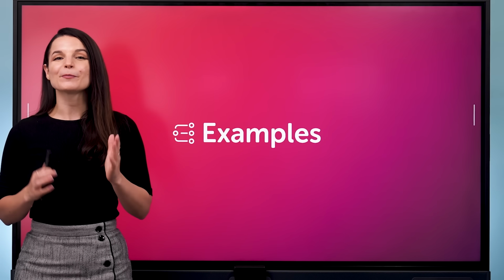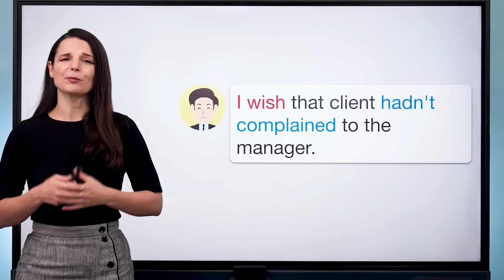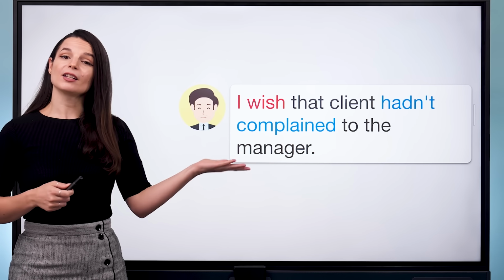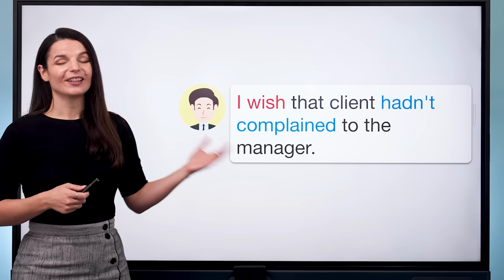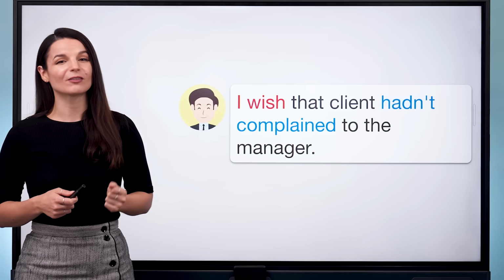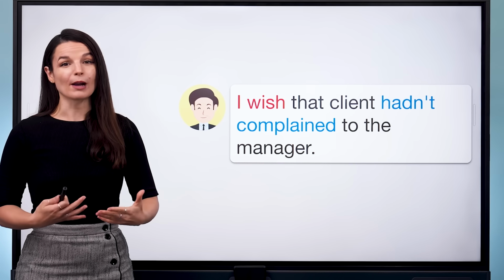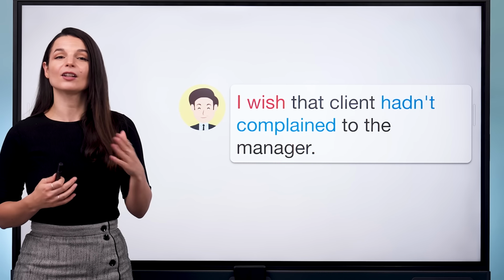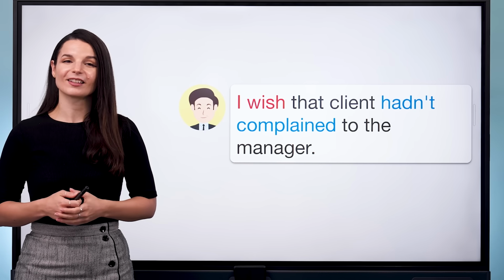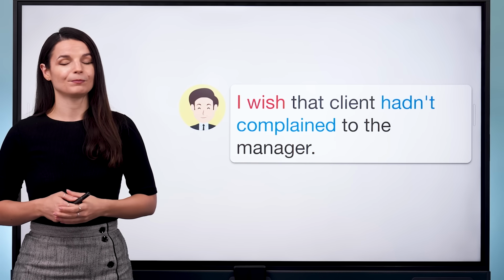Now, let's look at some speaking examples. I wish that client hadn't complained to the manager. Can you see how the pattern applies here? This sentence uses I wish followed by the past perfect verb phrase hadn't complained. It expresses regret about a specific action that already happened in the past. The speaker wishes the client's complaint had not occurred.